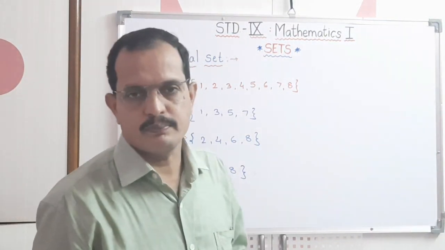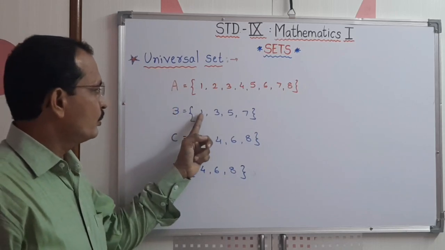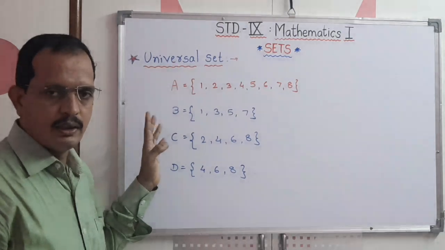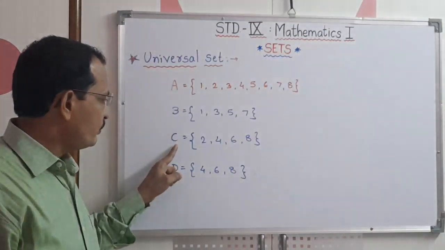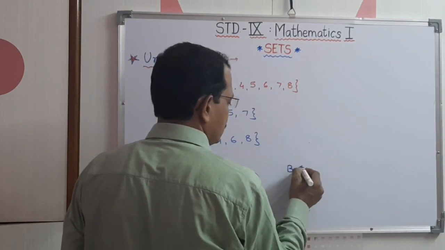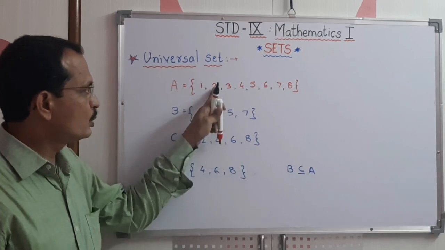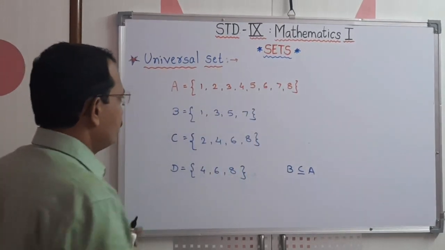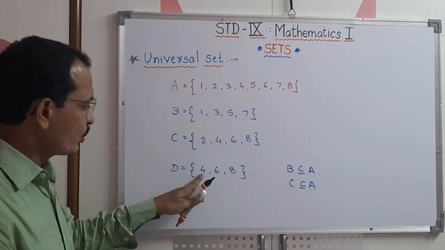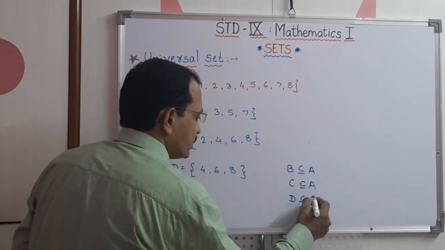Just now we learned subset. By using that, we can say that the elements of B, 1 which is present in A, 3 present in A, 5 and 7, all are present in set A. That means B is a subset of A. If we consider the set C, 2, 4, 6, 8, that means C is a subset of A. Then see the set D, 4, 6, 8. We write here D is a subset of A.